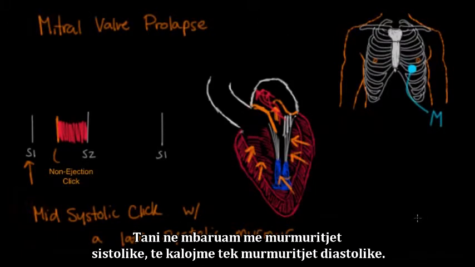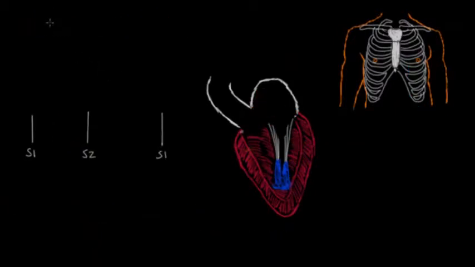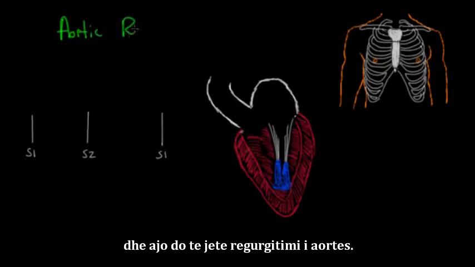So now that we're done with systolic murmurs, let's move on to the diastolic murmurs. I'm going to switch my pen color here to green, and we're going to move on to the first diastolic murmur, and that's going to be aortic regurgitation.